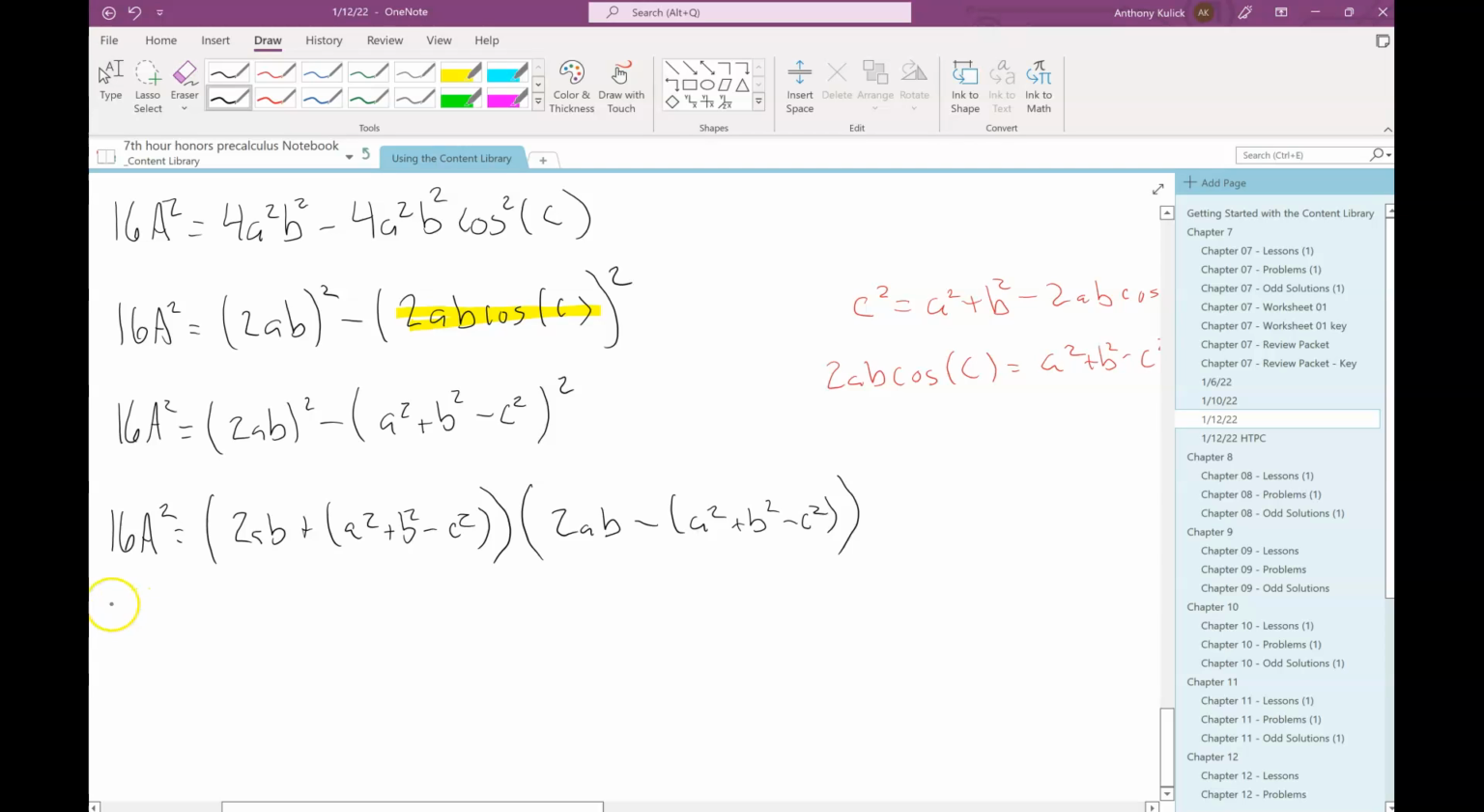I'm just going to now rearrange things a little bit. So I have a squared plus 2ab plus b squared minus c squared. And then in the other piece, I'm going to pull out the c squared. And then I'm going to have a squared, and I'm going to push into the parentheses this 2ab.